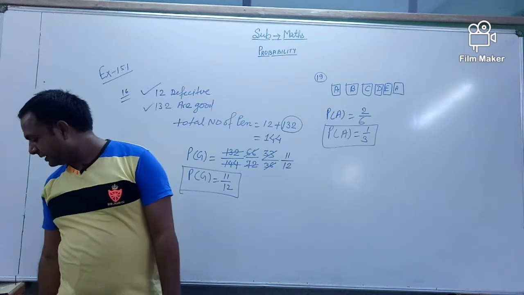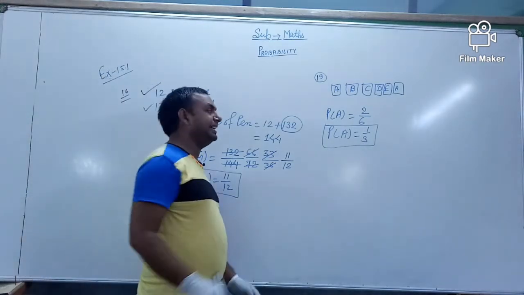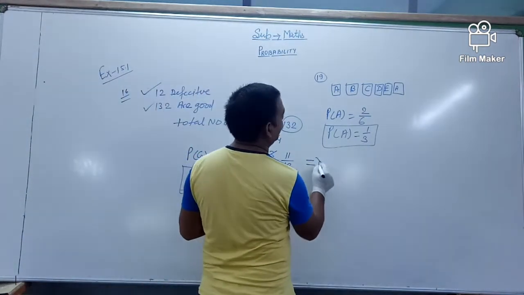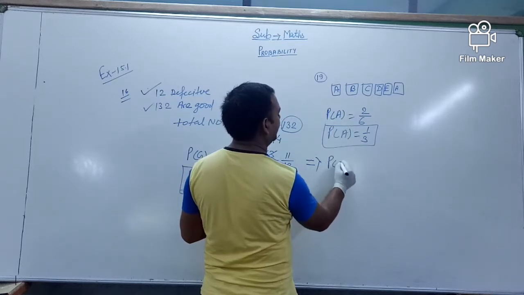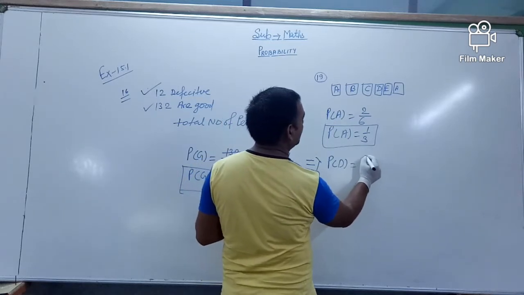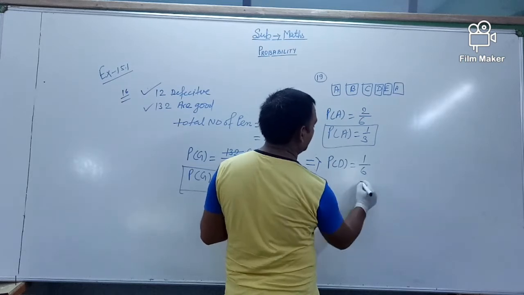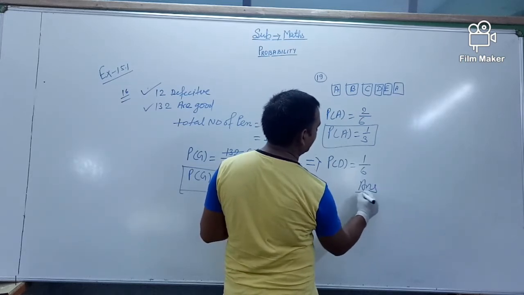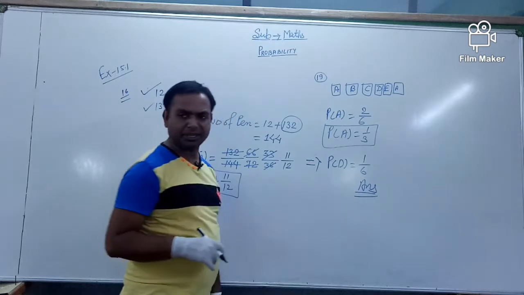Second condition, D. Here you can get D only one time, so the probability of D is equal to 1 by 6. Okay, so this is the answer, this is how you can solve.